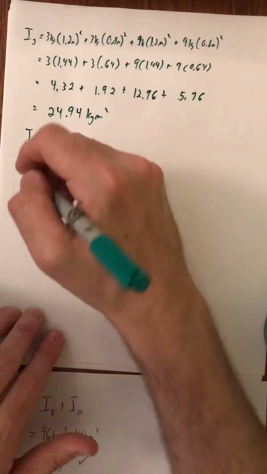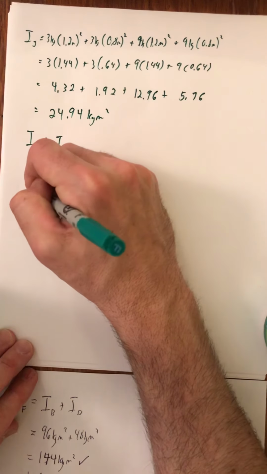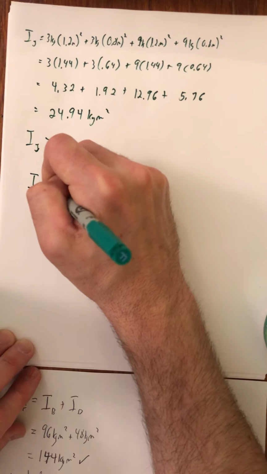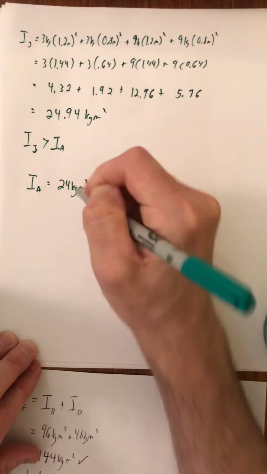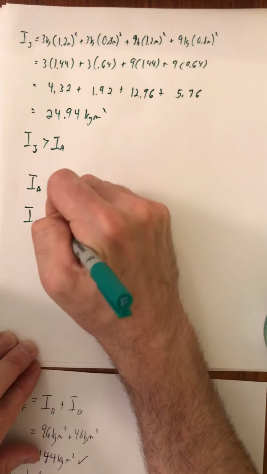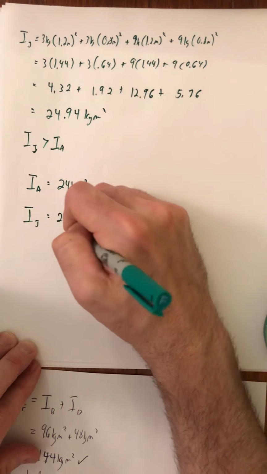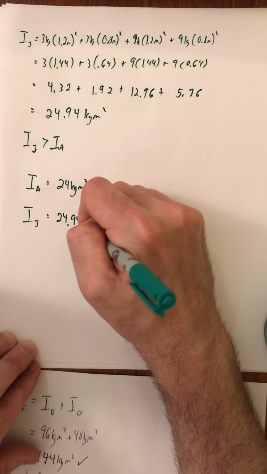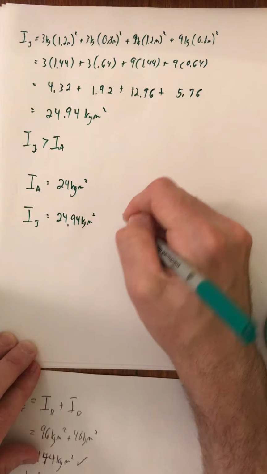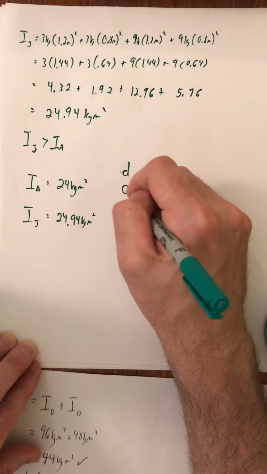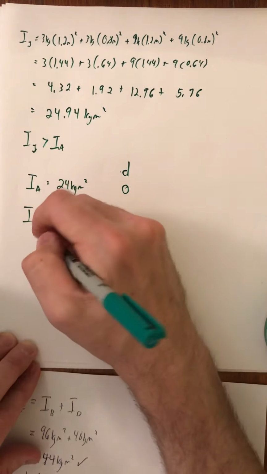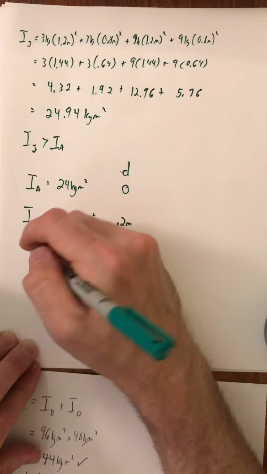But the thing is, I wonder if there's a pattern between all of the axes that are horizontal. So let's look at all of our axes that are horizontal. I have IA, which is 24 kilogram meters squared, and that's on the COM. I have IJ, which is 24.94 kilogram meters squared, and that's deviated, let's call that D, how far it's deviated from the center of mass, by 0.2 meters.